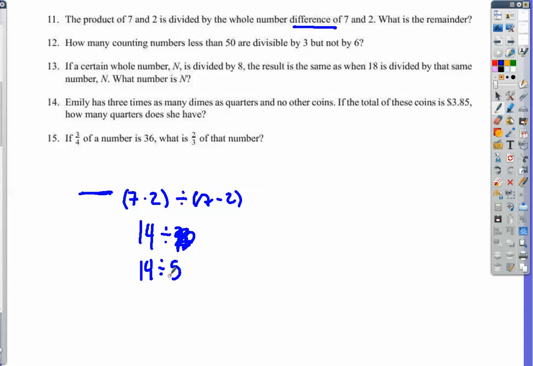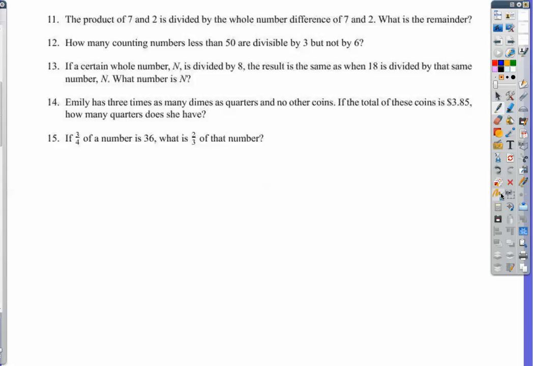So what is the remainder of 14 divided by 5? Well, the remainder is going to be 4. And we don't care really that 5 goes into 14 twice. And obviously 14 minus 10 is 4. Sorry.